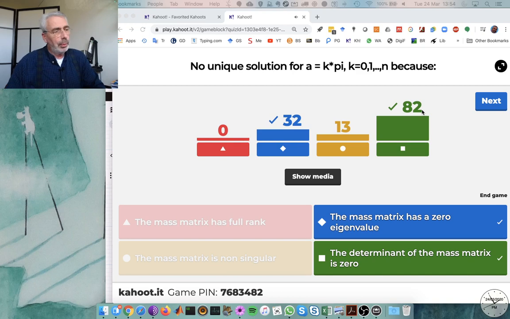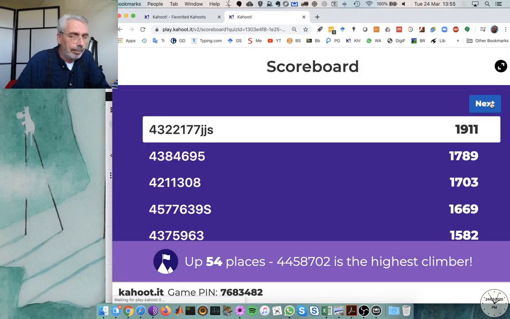Yeah, very good. Most of you have the correct answer. It might be a bit confusing because there are two correct answers. The first is that the mass matrix has 0 eigenvalues, and the second one is that the determinant of the mass matrix is 0. And actually these two statements are equivalent, right? Because the determinant is eventually determined by the product of these eigenvalues, which is then 0. Okay, next one.